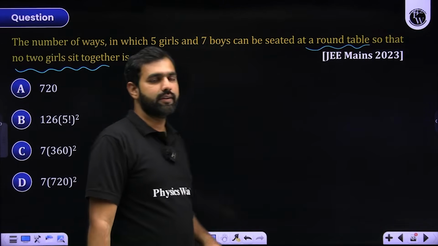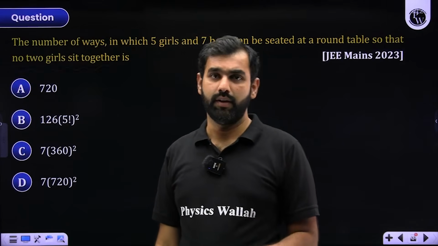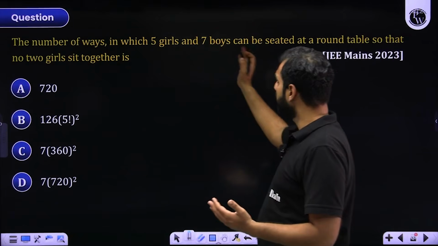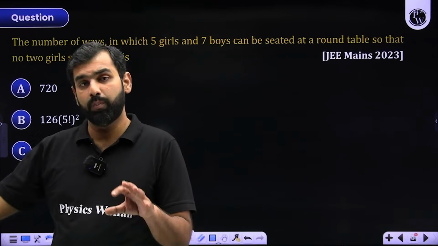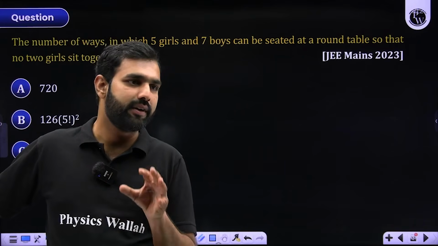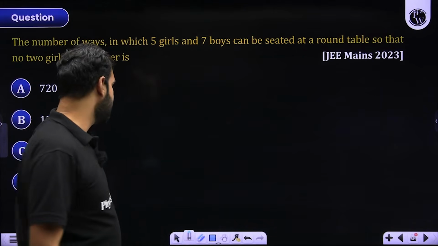So if I want the girls to not sit together, is there any constraint on boys? No, boys can sit together. And of course, the number of boys is more. In that case, boys are bound to sit together. But what I need to ensure is that the girls don't sit together. Okay, so let's have a circular arrangement here.